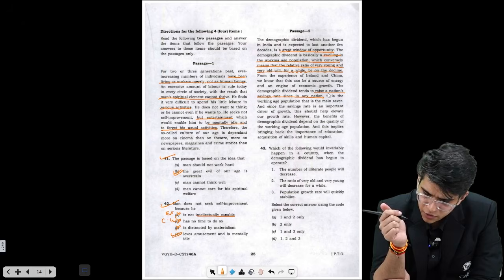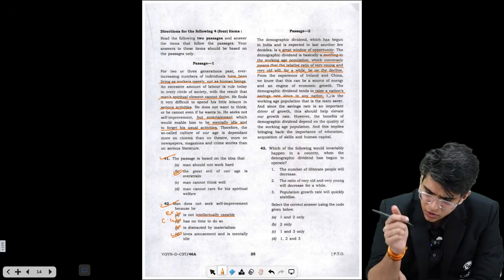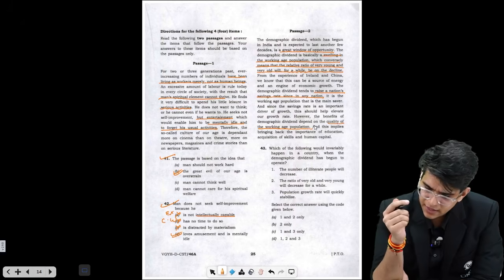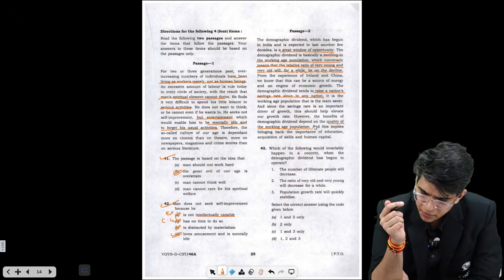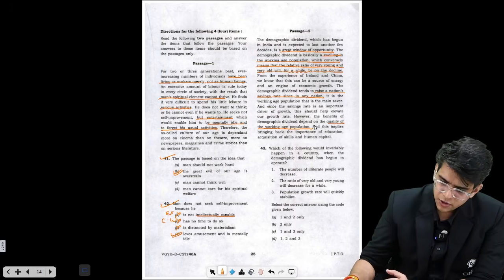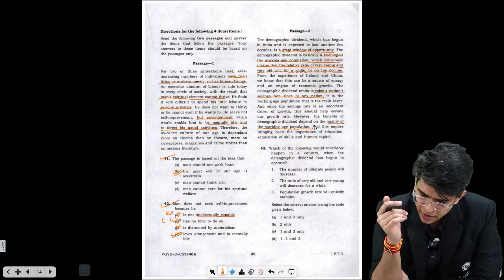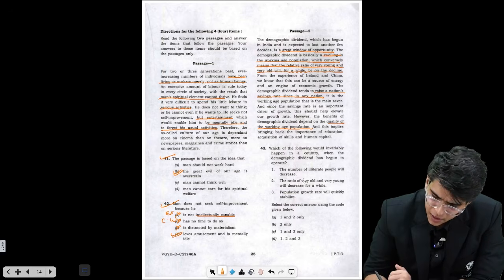However, the benefits of demographic dividend depends on the quality of the working age population, and this implies bringing back the importance of education, acquisition of skills and human capital. Which of the following would invariably happen in a country when the demographic dividend has begun to operate? The number of illiterate people will decrease.